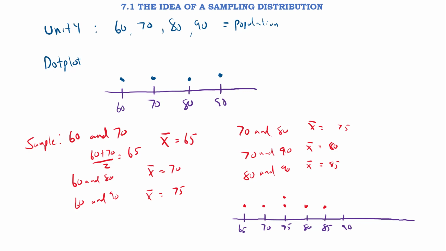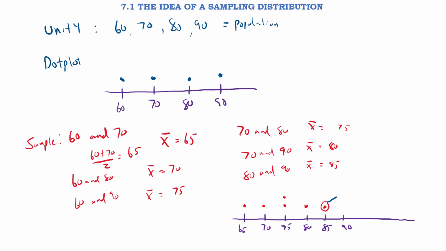And so what does each one of those dots represent? That's what I want to know right now. What does each one of these dots represent? Well, let's say right here on number 85, that dot right there is going to be one sample of 2 with a mean of 85.